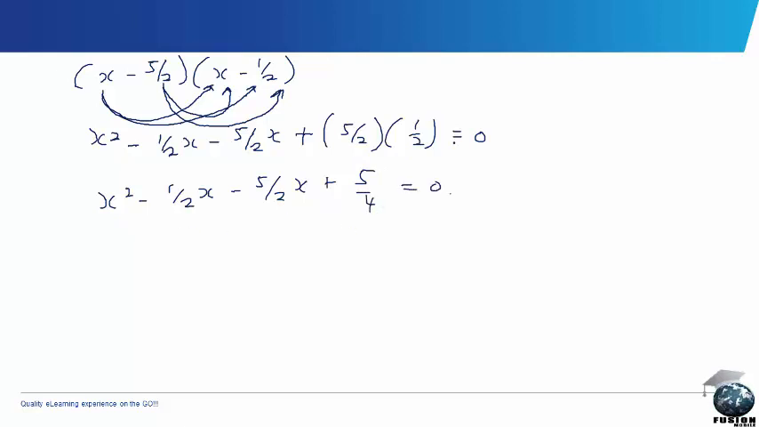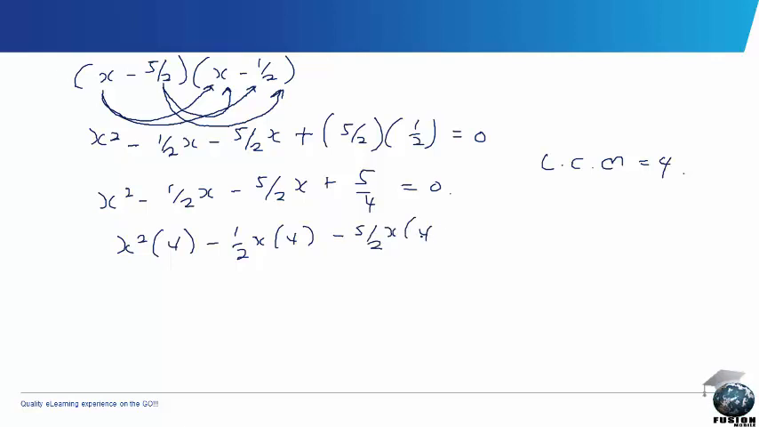Alright, when you take the LCM of 2, 2 and 4, you have that the LCM there will be equal to 4. Okay, so we have to multiply by the LCM, and so we have x squared times 4. Okay, and this becomes 1 over 2x times 4, and this becomes 5 over 2x times 4 again, and this becomes 5 over 4 times 4, and this becomes 0 times 4.